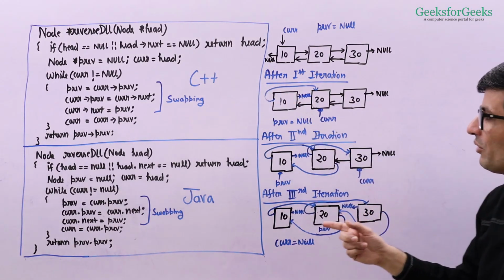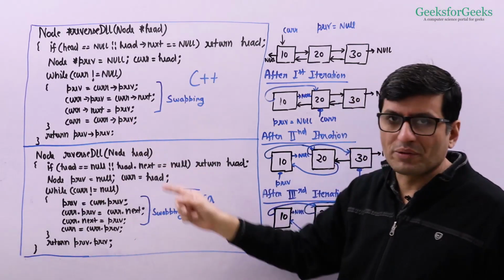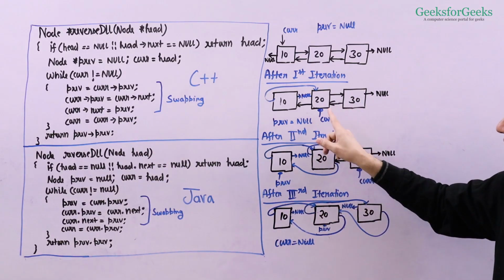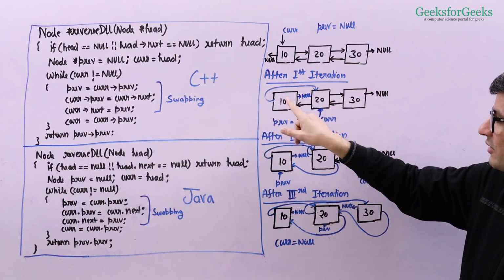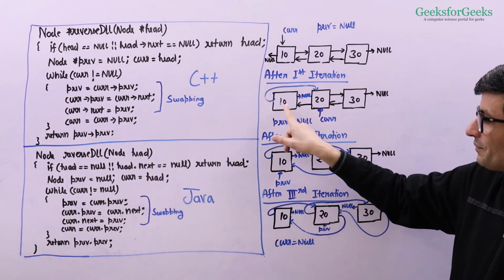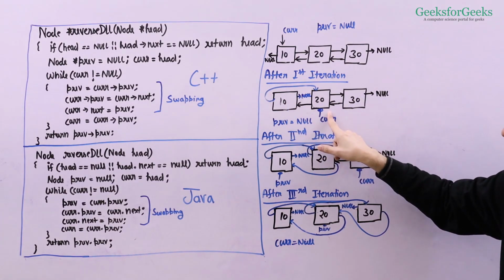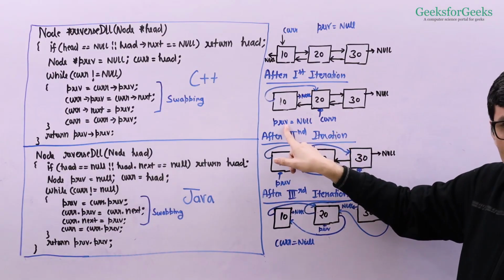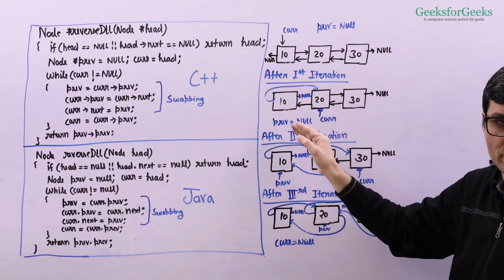And what are we doing now? We are doing current equal to current previous. So current now becomes here, right? Because 20 is now previous of 10. So current now comes here. Previous is still null, right? And now we do the next iteration.